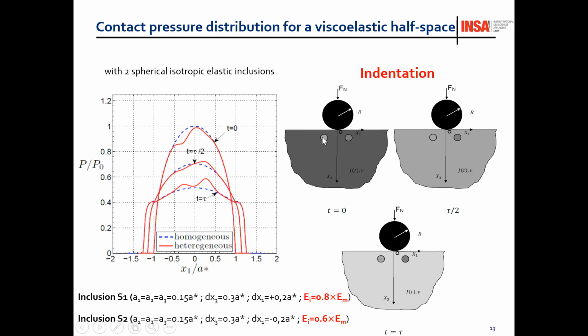Okay. Then this one is a softer one, which is 0.6 times the Young modulus of the matrix. And this one is softer than the matrix because the color is lighter, but it is intermediate between both. Then this is 0.8 times the Young modulus of the matrix. Then this is at the origin. Then when you load, this time you understand that you have two soft inclusions compared to the matrix.